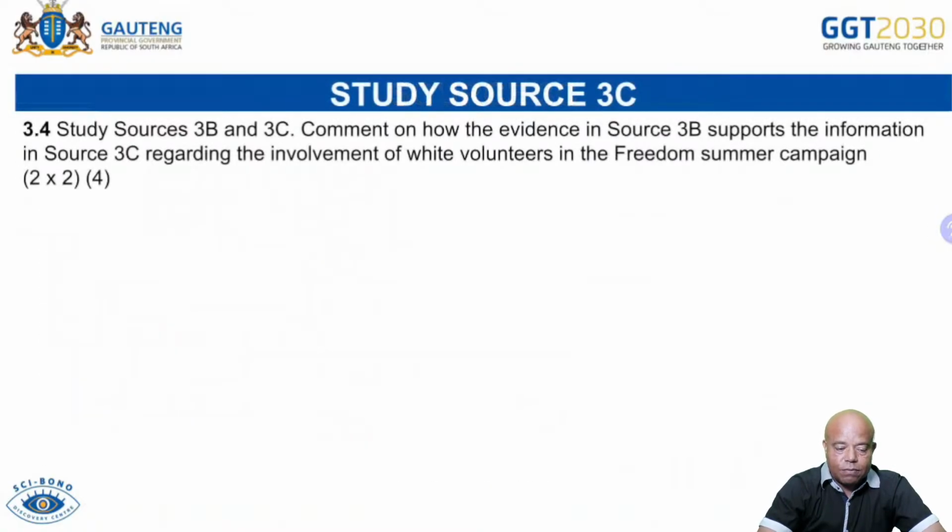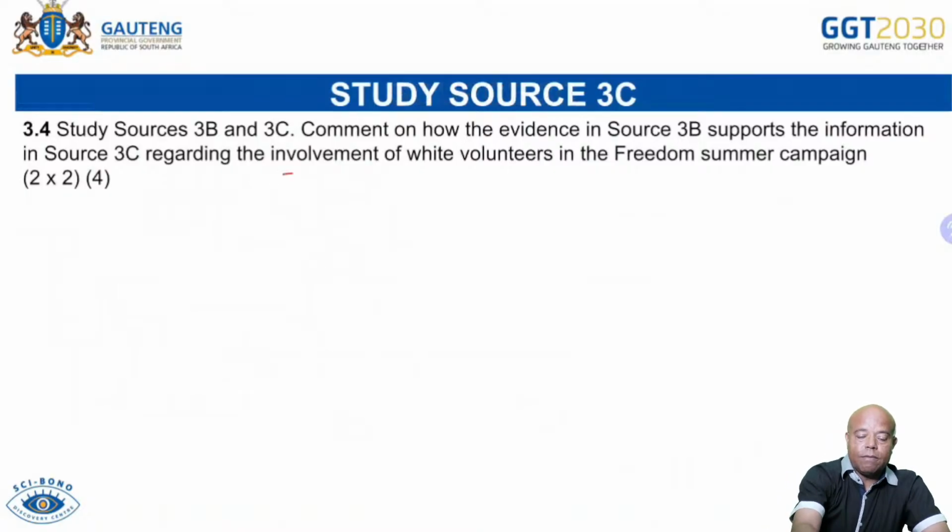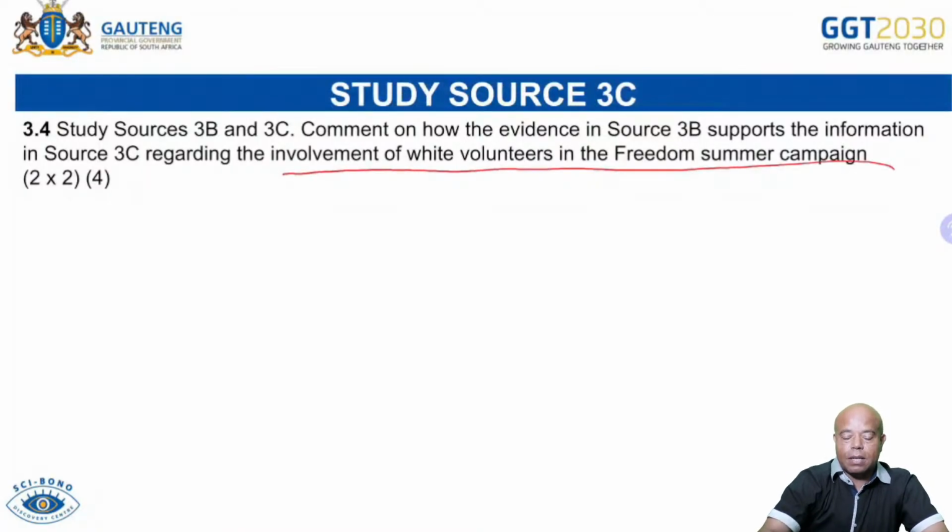So the question is as follows. It says, study sources 3B and C. Comment on how the events in source 3B support the information in source 3C regarding the involvement of white volunteers in the Freedom Summer campaign, basically. Mark allocation 2 times 2 equals 4, basically. So the focus is the involvement of white volunteers in the Freedom Summer, basically.